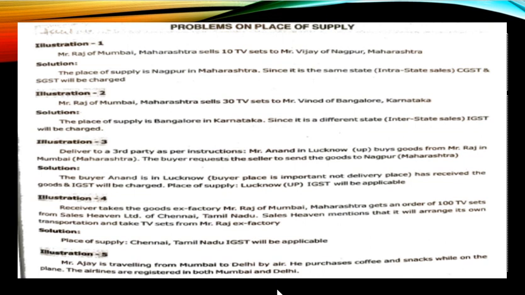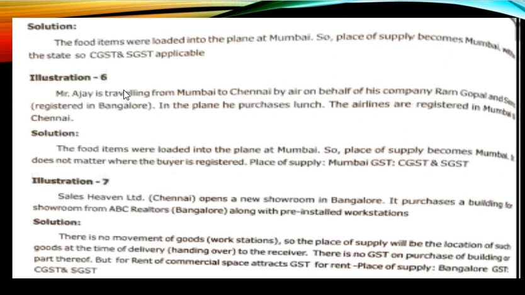So, traveling from Mumbai to Delhi by air. Under this special provision, any services rendered on board a conveyance, that is on plane movements, including the food, the place of supply is the location of the first scheduled point of departure of that conveyance for the journey. For this journey, the first scheduled point of departure is obviously Mumbai. So the place of supply will also be Mumbai.